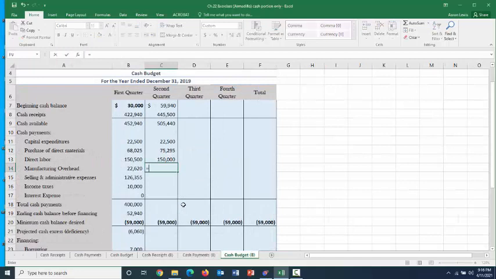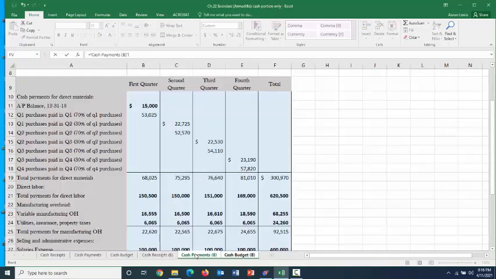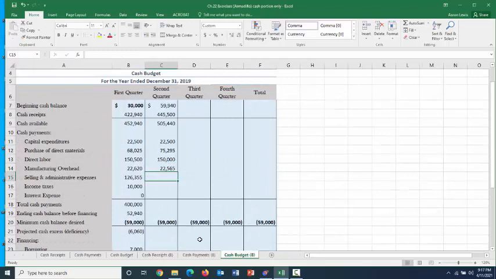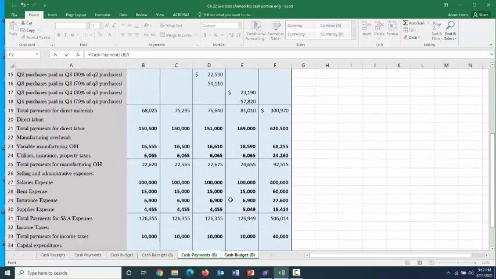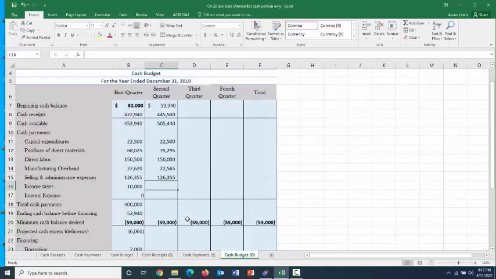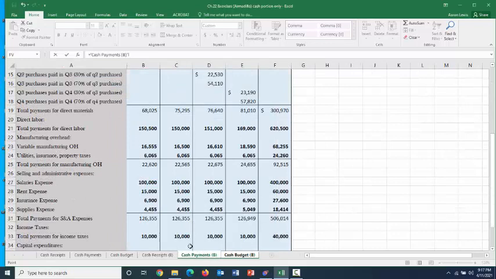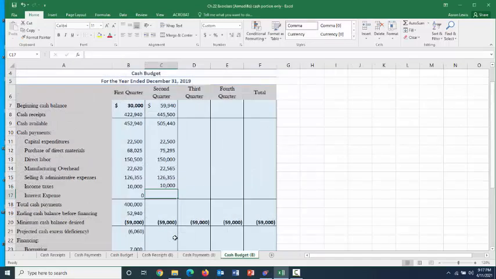Their manufacturing overhead payments are expected to be $22,565 during the second quarter. Their selling and administrative expenses during the second quarter, according to their schedule of cash payments, are expected to be $126,355. They're expecting to have to pay Uncle Sam $10,000 for income taxes during that second quarter.